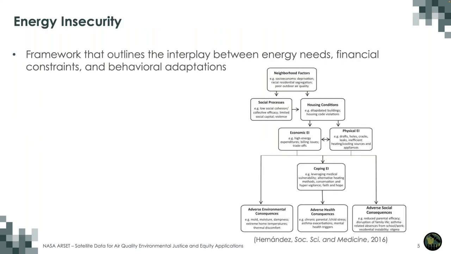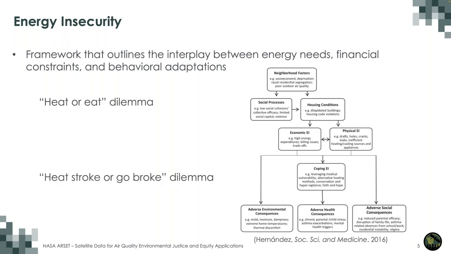Energy insecurity, if you're unfamiliar, is a framework that outlines the interplay between energy needs, financial constraints, and behavioral adaptations. While there's a robust theoretical framework here, I think this is pretty intuitive to most folks through what's often referred to as the heat or eat dilemma. This is the precarious situation that poor households are often placed in, to either keep themselves warm during the winters or eat a nutritious meal, as being an example, but there are many such trade-offs that families can be thinking about during this time frame.